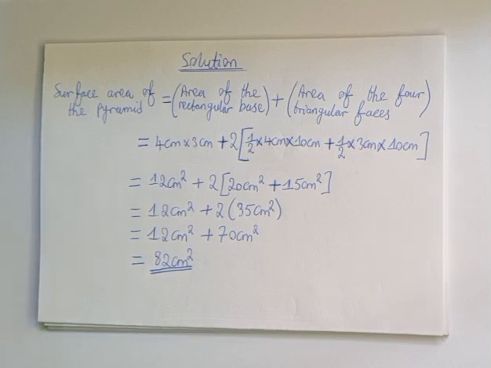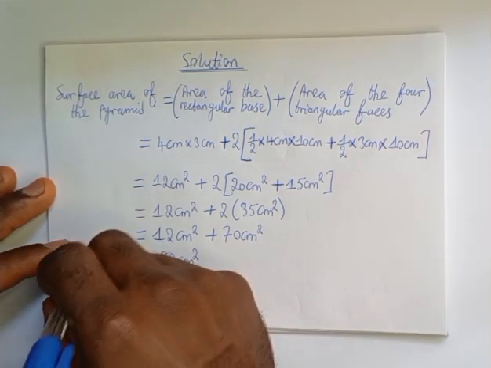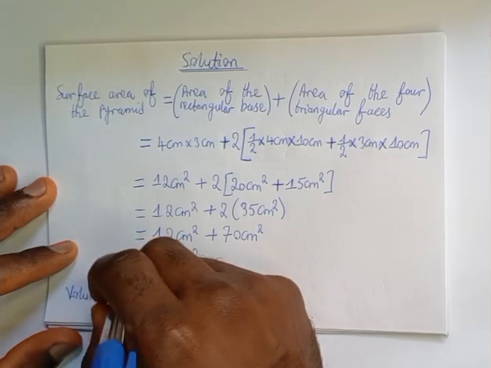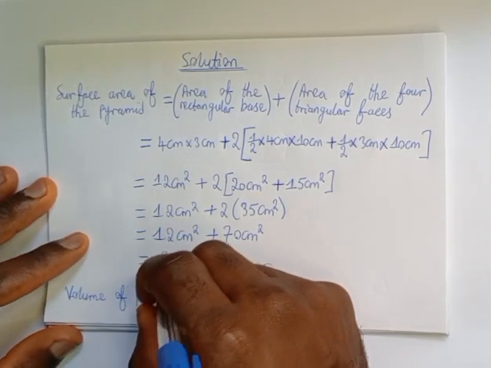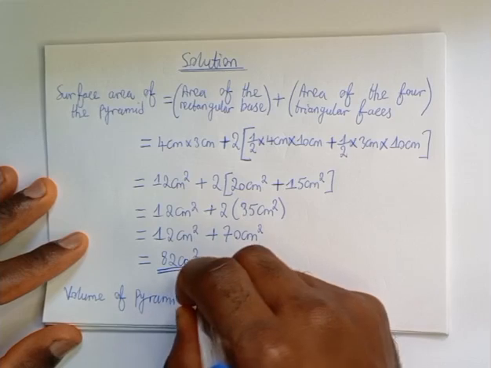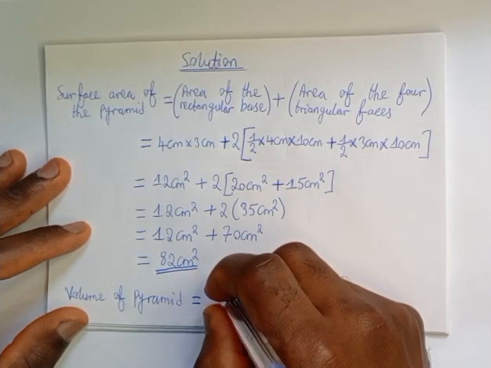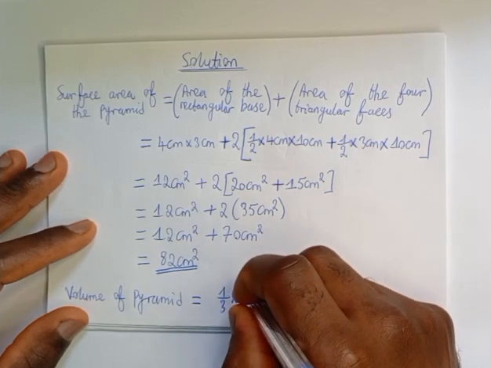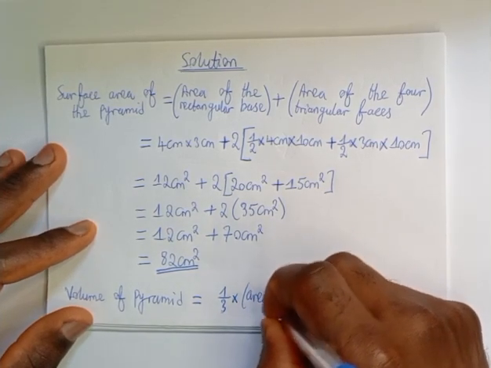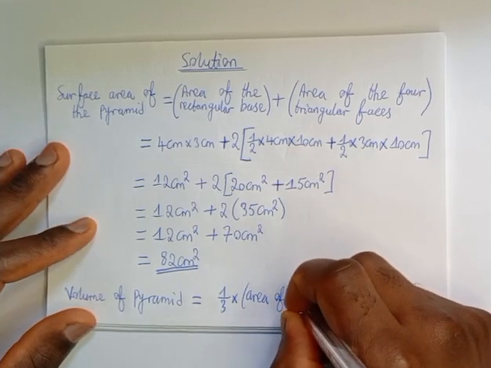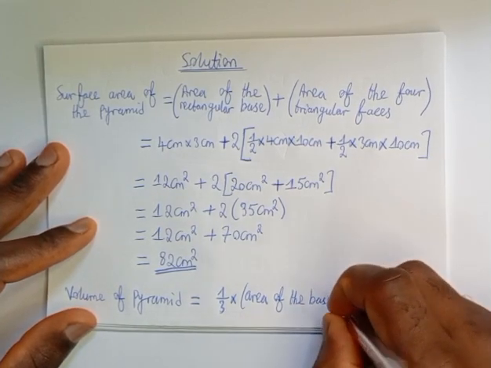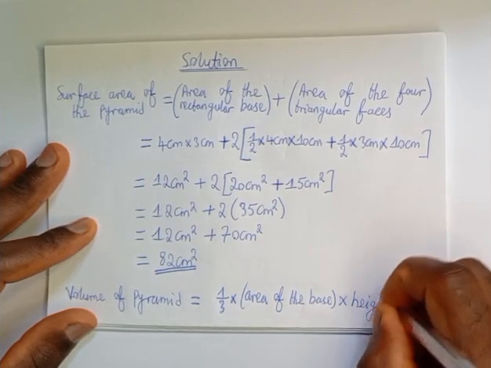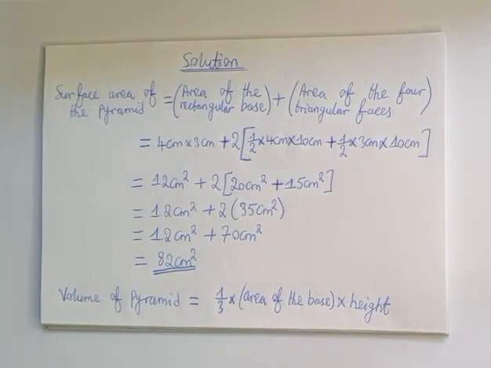Next, we have to calculate the volume of the pyramid. It is simply equal to 1/3 times the area of the base, that is the rectangular base, times the height. This is the formula we make use of when calculating the volume of a pyramid.